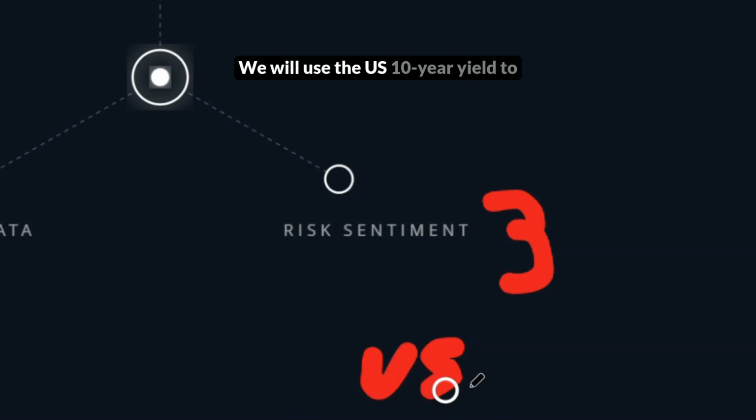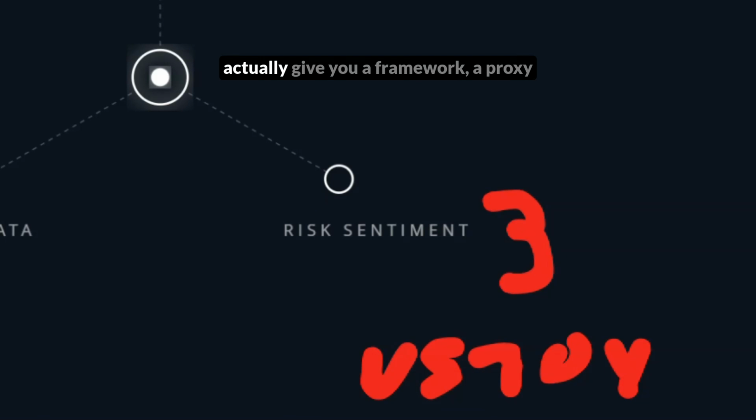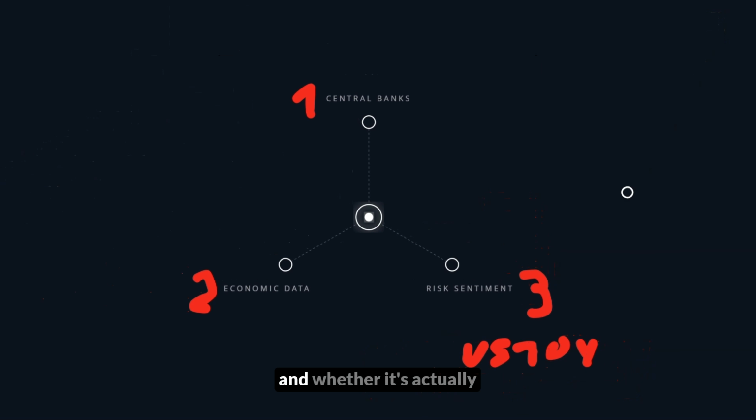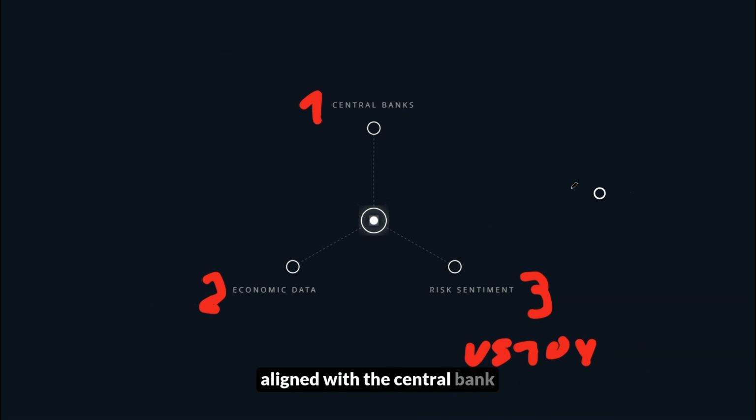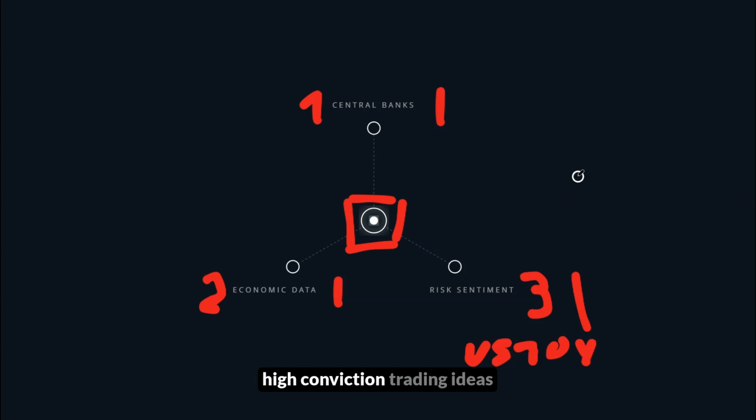And then in part three, we will add the risk sentiment part of it. We will use the US 10-year yield to give you a framework, a proxy essentially for the market's view of growth, inflation, and fear, and we will build 4 regimes that will help you understand exactly in which type of fundamental sentiment the market is in and whether it's aligned with the central bank analysis and the economic data. So all these 3 points, you'll be able to align them to create high conviction trading ideas.